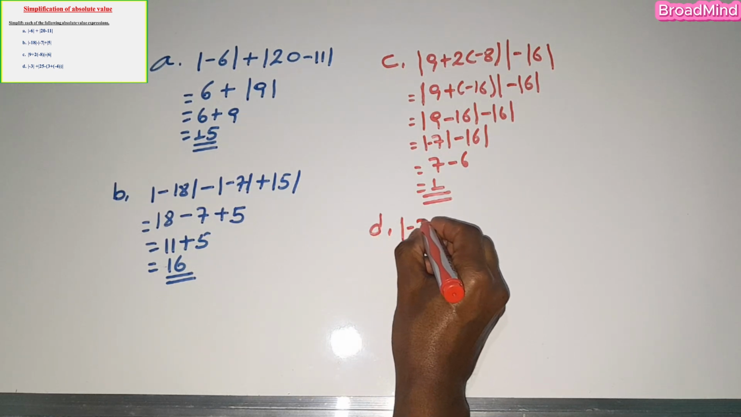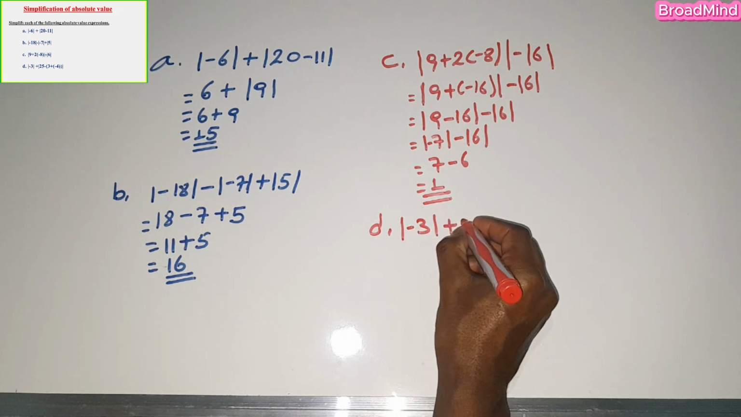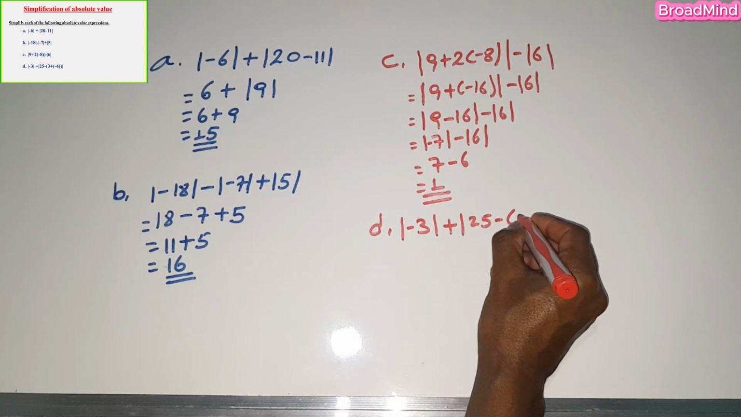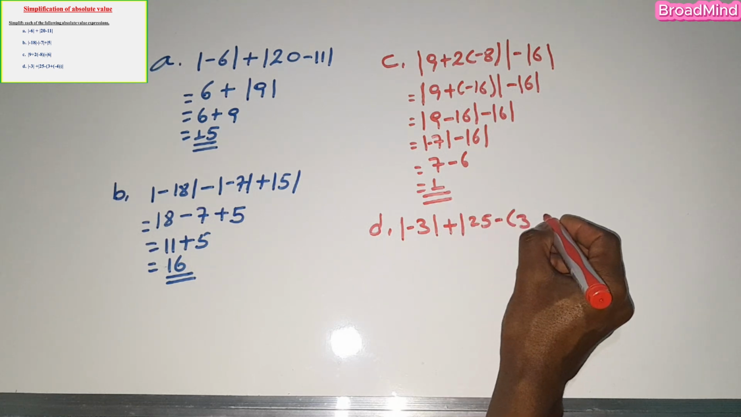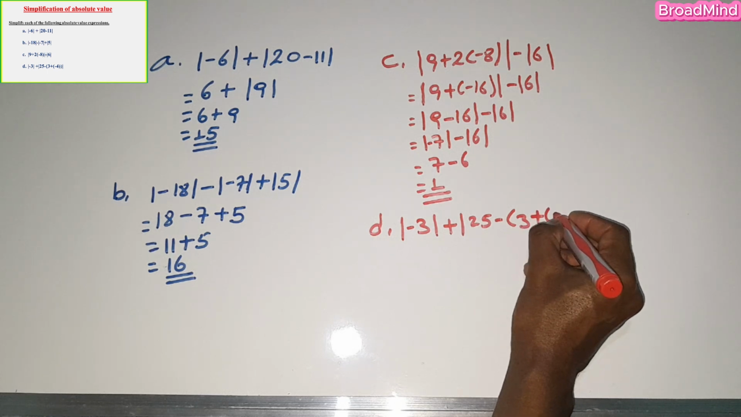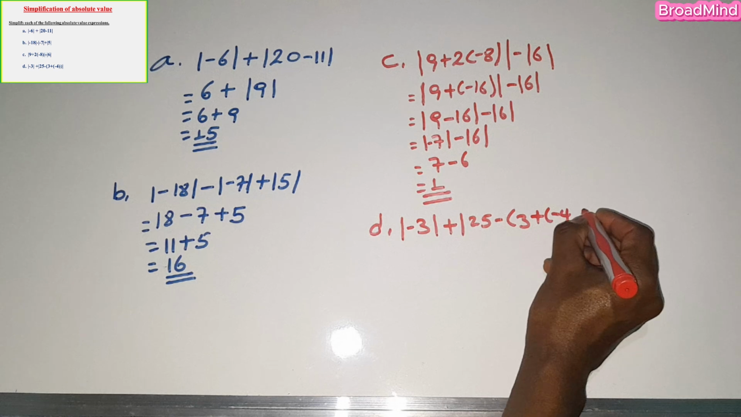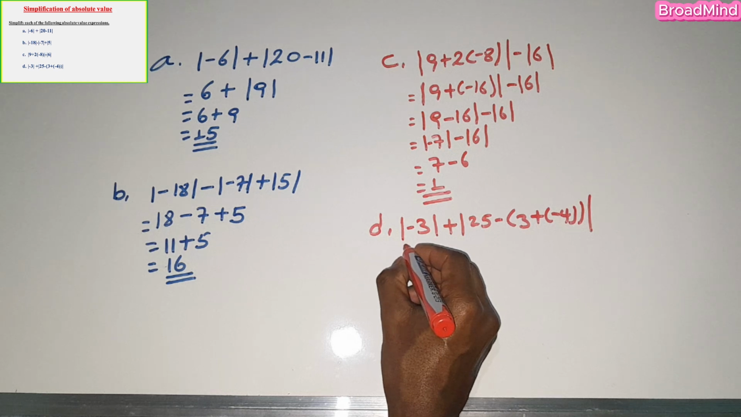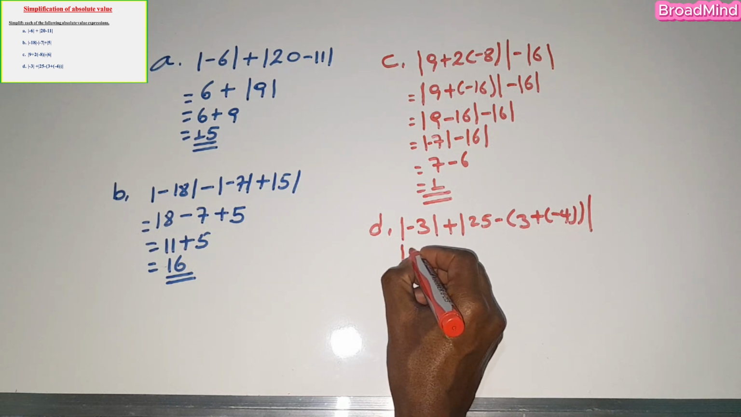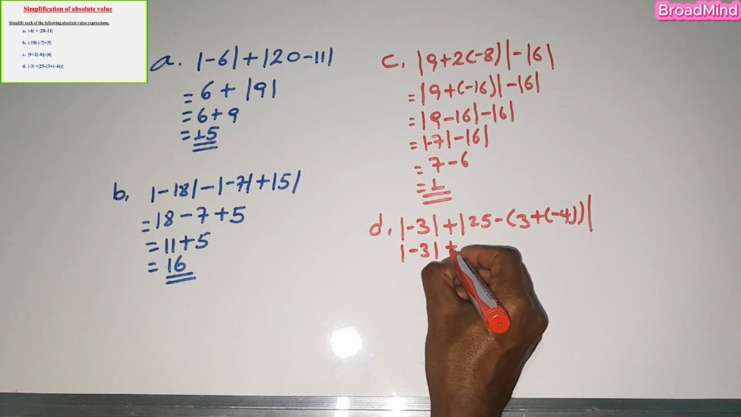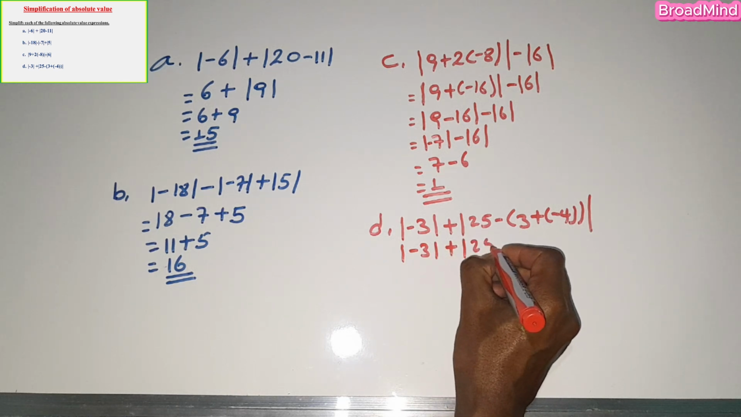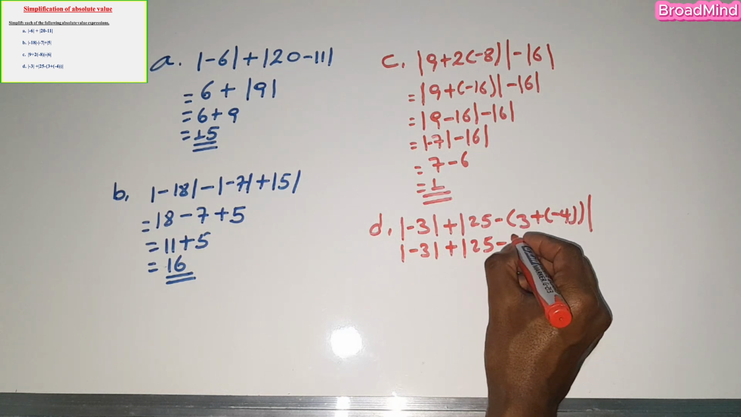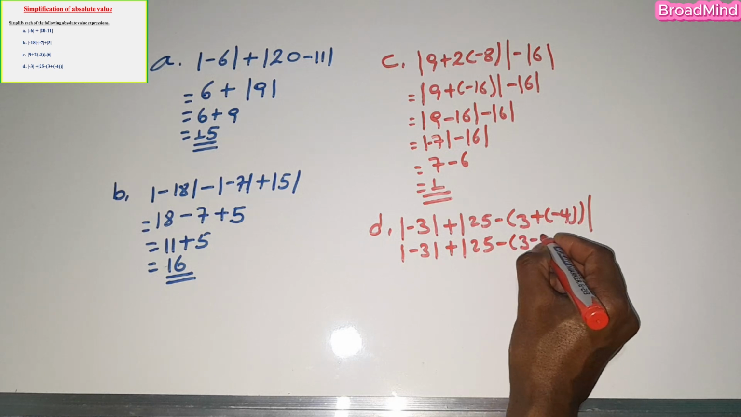D. Absolute value of negative 3 plus absolute value of 25 minus, in the bracket, 3 plus, again in the bracket, negative 4. Then absolute value of negative 3 plus absolute value of 25 minus, in the bracket, 3 minus 4.